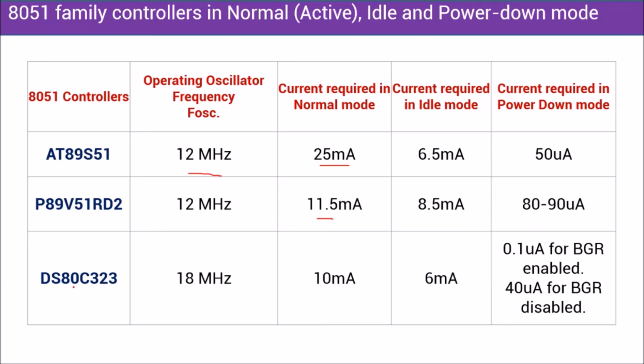For the DS80C323 at 18 MHz frequency, it is 10 milliamperes of current for normal mode, 6 milliamperes for idle mode, and 0.1 microampere to 40 microamperes for power down mode. This idle mode is also called sleep mode. This is about the power saving modes of the 8051 microcontroller.